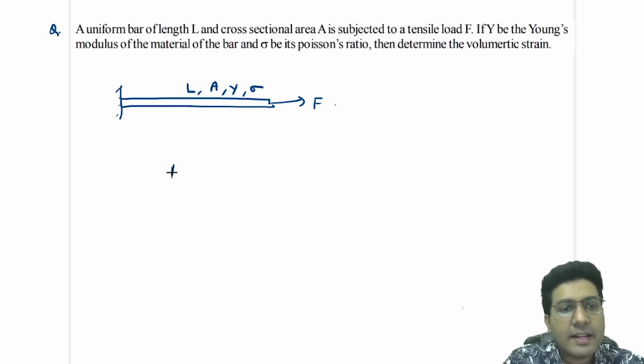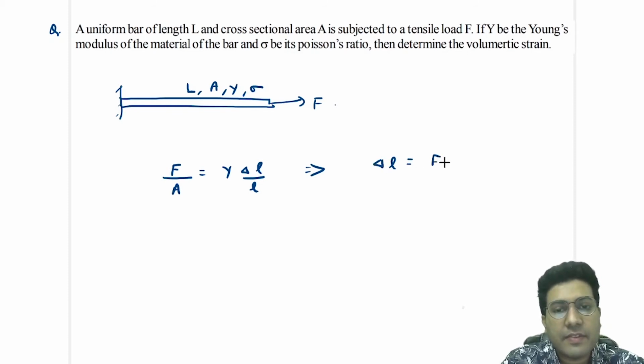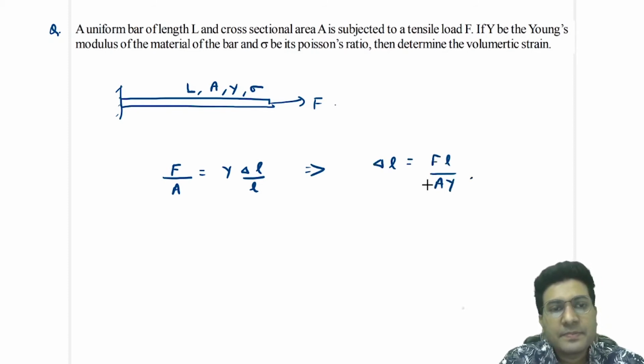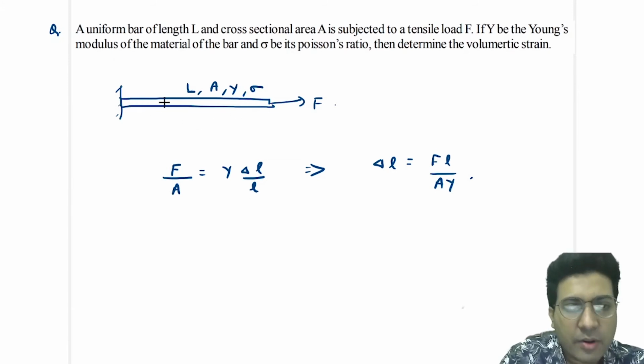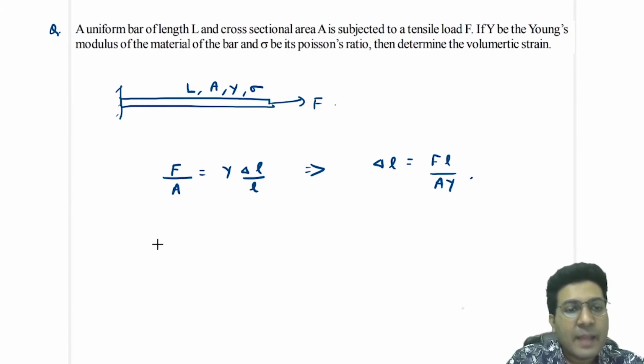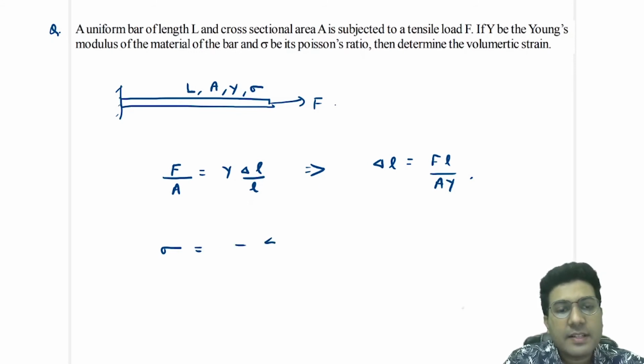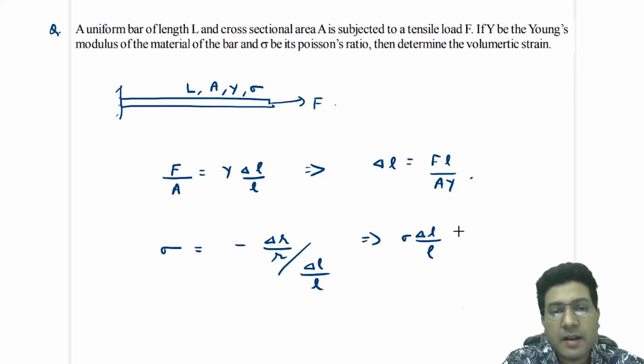Now you know that F by A has to be equal to Y delta L by L. So from this you will say that delta L is equal to FL by AY. We will assume that this rod is massless. Now we also know that sigma, the Poisson's ratio, is minus of delta R by R divided by delta L by L, the lateral strain divided by longitudinal strain. So from this you will get delta L by L into sigma is equal to minus delta R by R.